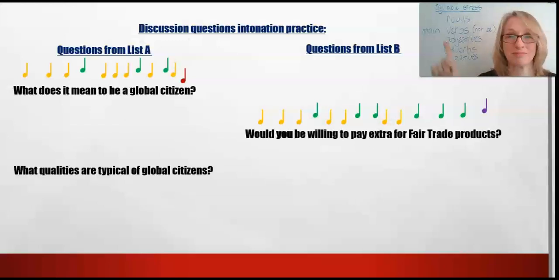Great, next one. Find all the stresses. Only the syllables, not the words. Did you get it? What qualities are typical of global citizens? What qualities are typical of global citizens? All the other ones are not stressed.